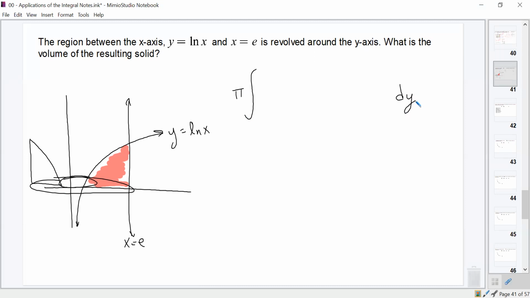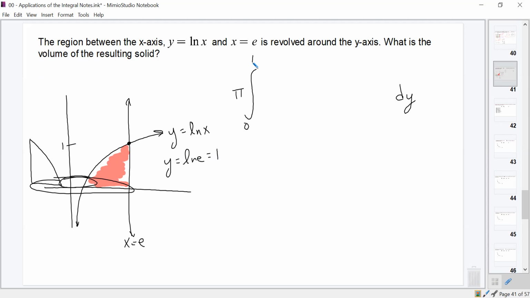And then we're going to integrate from the lowest bound of this region, which is y equals 0, down there on the x-axis, up to the highest y value in this region, which we can see here is that if x is e, y is equal to the natural log of e, which is just 1. So the highest bound of our region is 1.